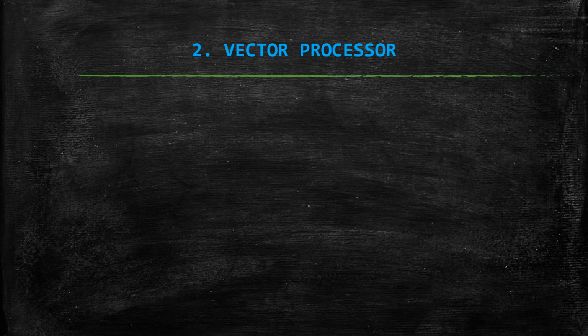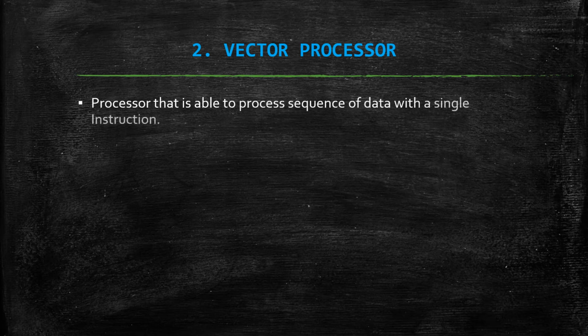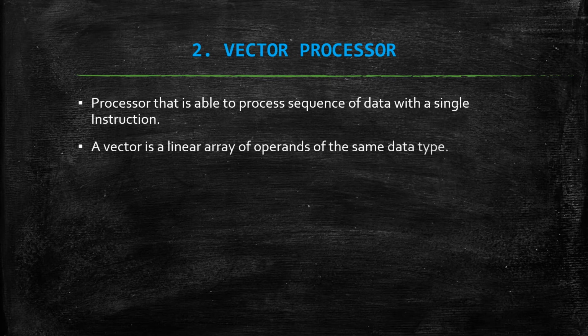The second type is a vector processor. What is a vector processor? It is a processor that is able to process a sequence of data. It means I have n number of data with a single instruction. By applying a single instruction, I can work on multiple data or a sequence of data. So that is the vector processor. And a vector is a linear array of operands of the same data type.